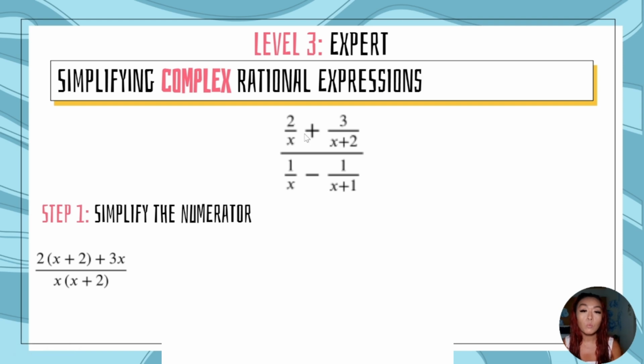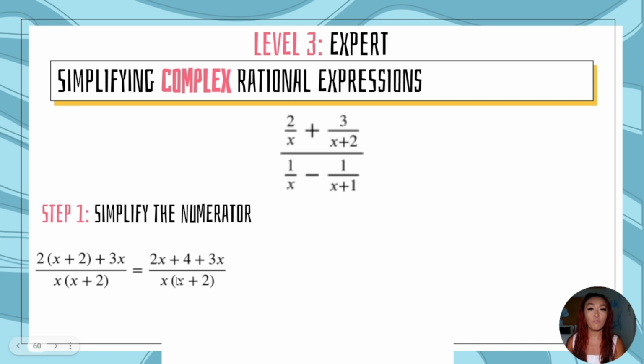So simplifying the numerator, right, we're adding two rational expressions. So just like we did in the previous level, right, we need to find the common denominator. The common denominator is x times (x + 2). So simplifying the numerator, we get 2 times (x + 2) plus 3x over x times (x + 2). We'll simplify this even further by using the distributive property. And we get 2x + 4 + 3x over x times (x + 2).